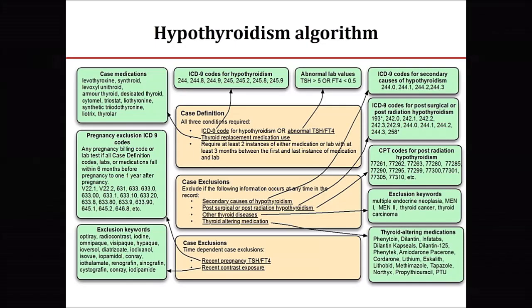Now, this is what that algorithm looked like. You can see that we have billing codes, and we have lab tests, and we use medications. We have some elements of time here, that they have to have 2 of these things at least 3 months apart. And we looked at potential confounders like contrast exposure or medications that could alter your thyroid function.